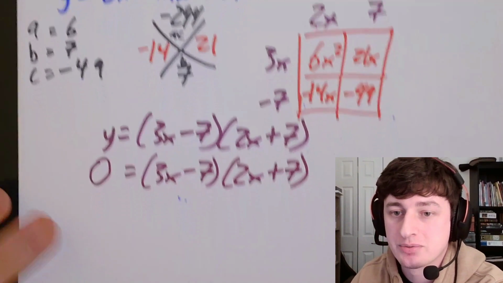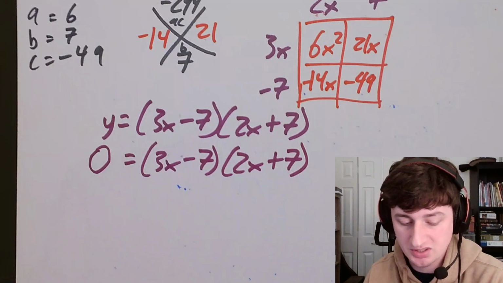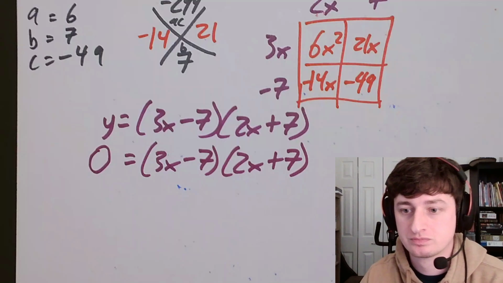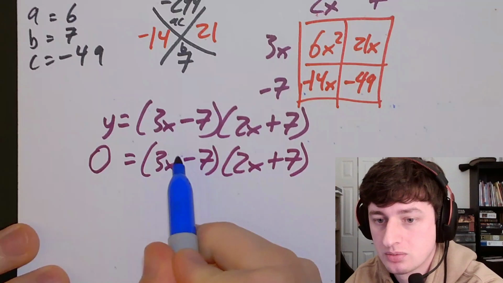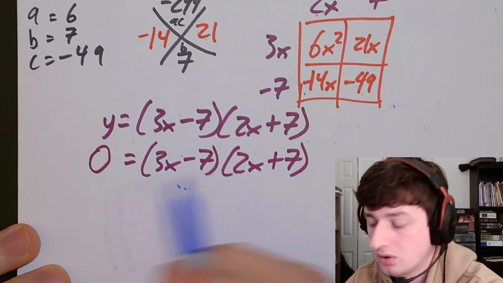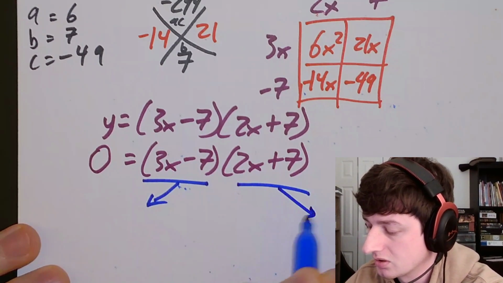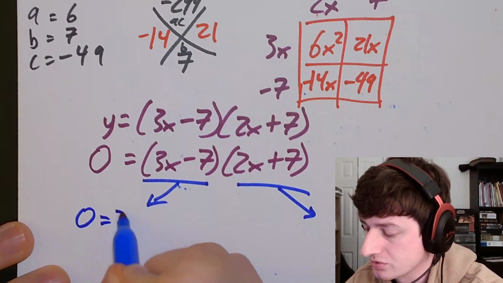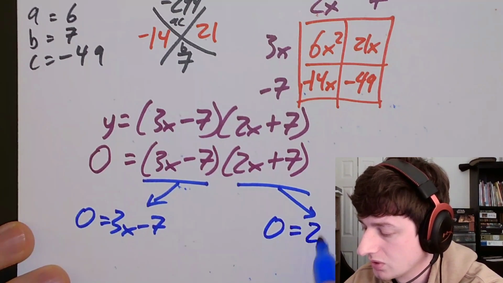And then last chapter we said when we're finding the roots, we just need each parenthesis to be 0. Right? Because if I have a value of x that turns this whole thing into 0, when I multiply this by 0, it will all just turn into 0. So this is going to make one equation, and this is going to make my other equation. So 0 equals 3x minus 7, and 0 equals 2x plus 7.